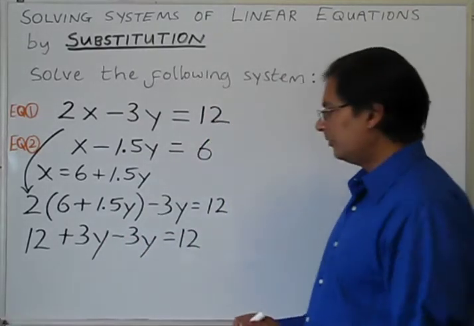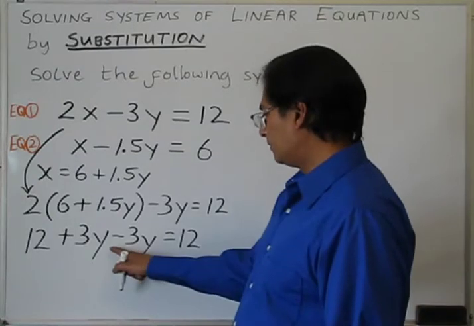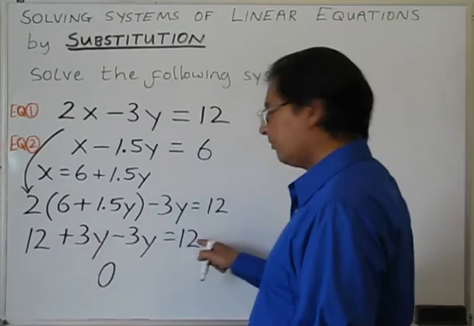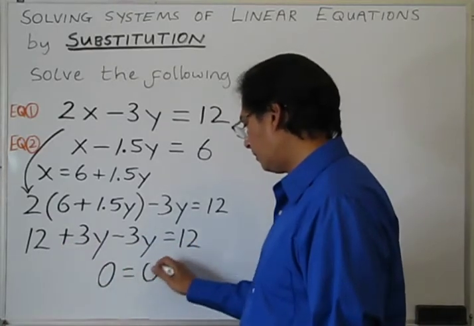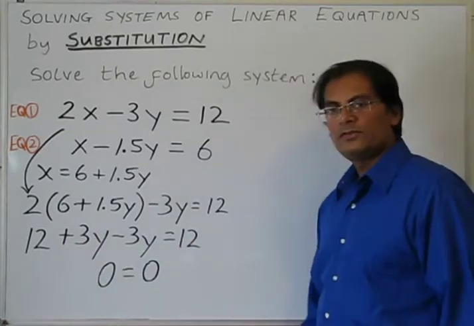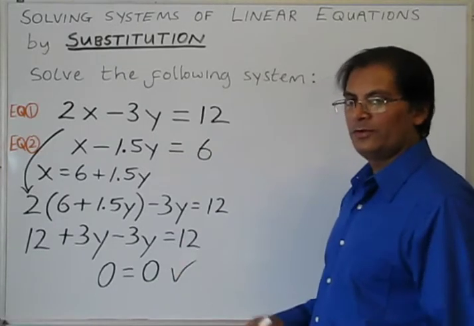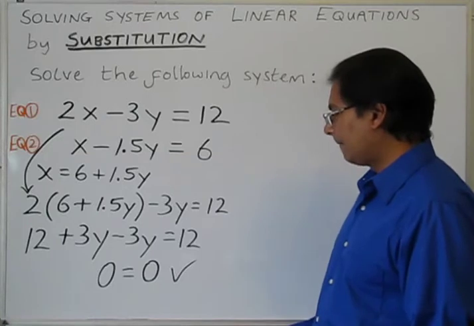Then we group our terms together. If we get 3y minus 3y, that's 0. And we subtract 12 from both sides, you get 0 equals 0. Well, that's interesting. 0 is always equal to 0, that's for sure. 0 is 0. So what does this mean?